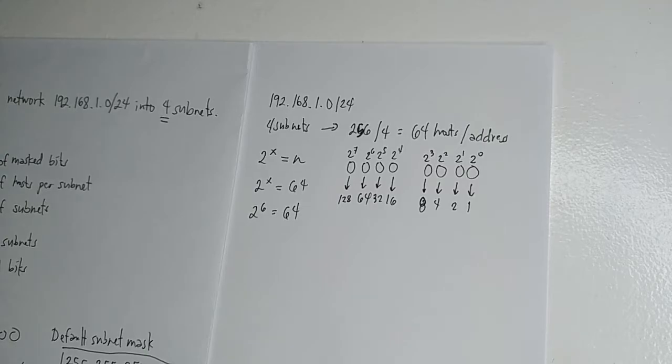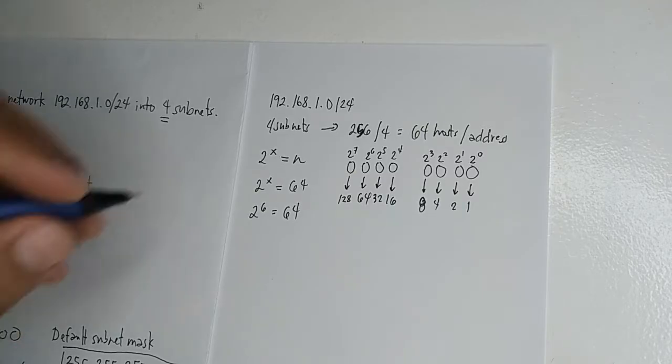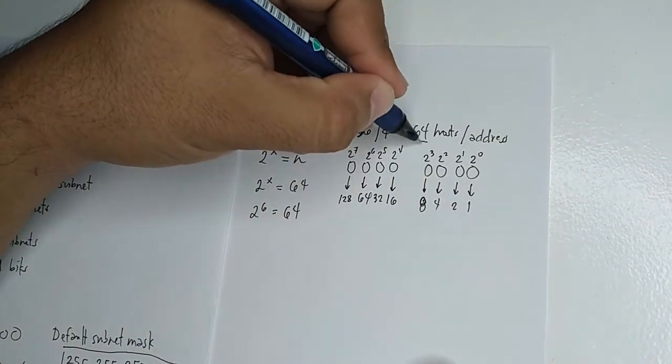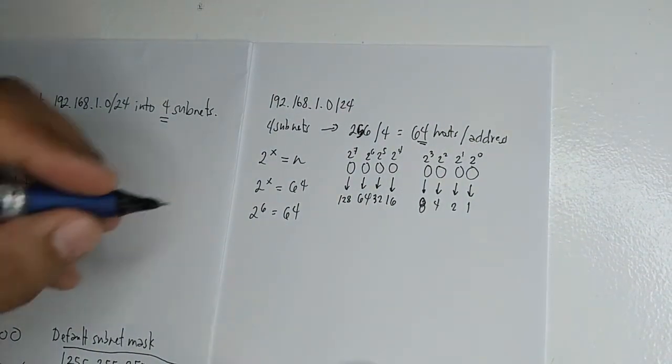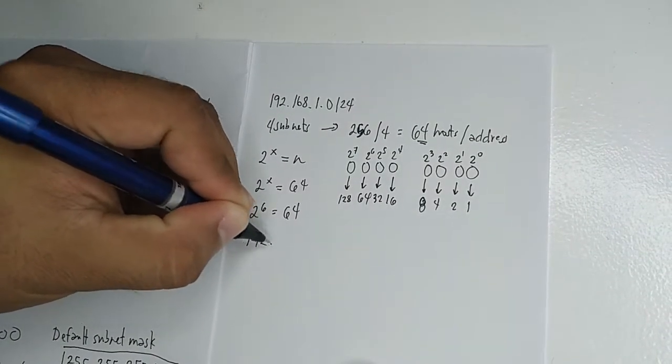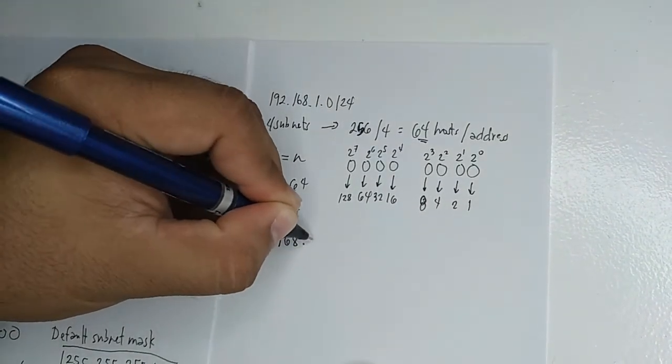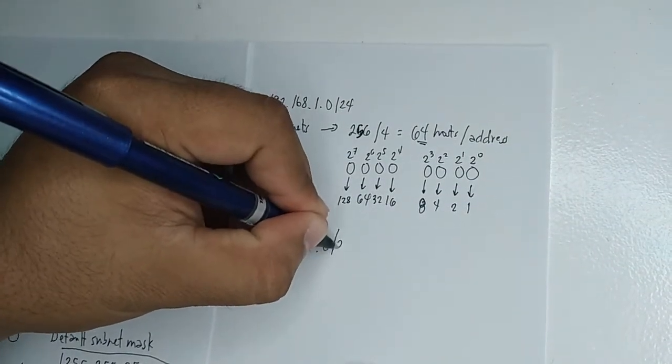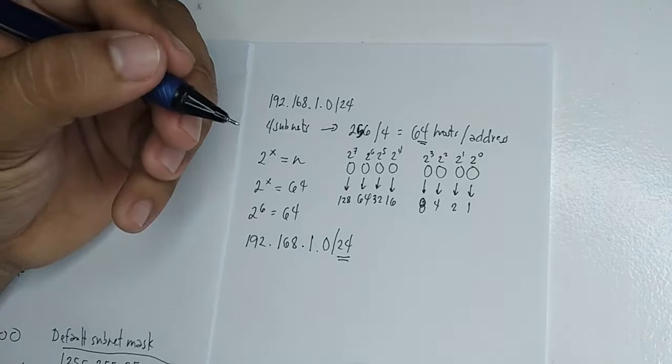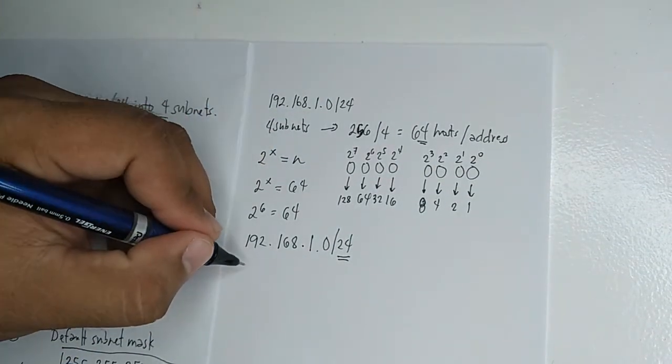Now, we know from the previous equation that 2 raised to x is equal to the number of subnets. But here, we are solving this one based on n as the number of hosts per subnet. Okay, so in this equation, we are using the 64 as the number of hosts per subnet. So we have here 192.168.1.0/24. So this is 24 bits as the mask bits.